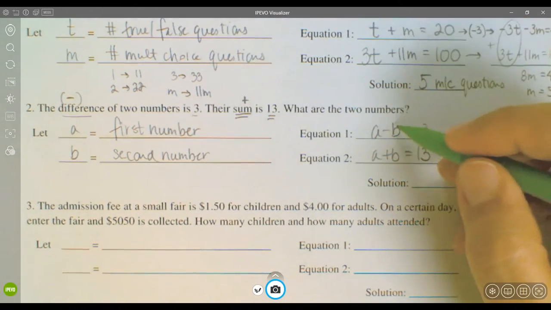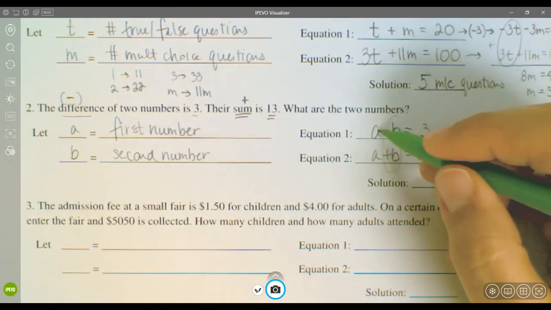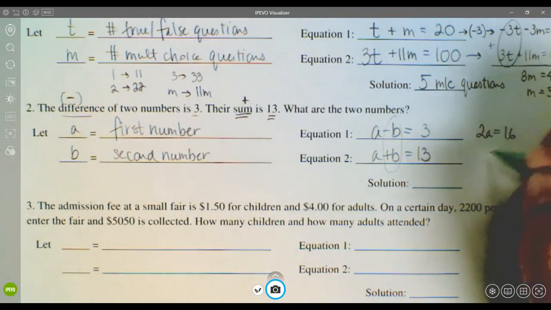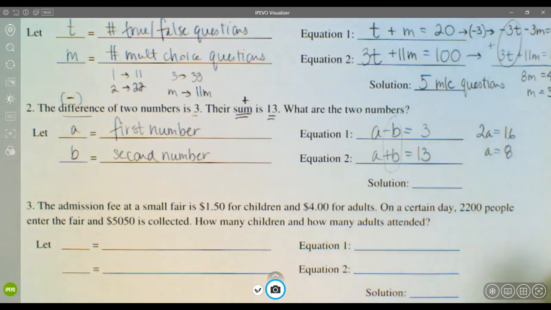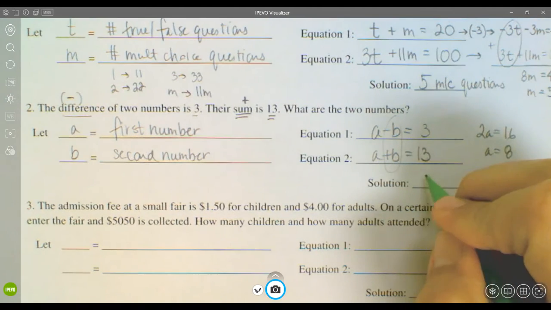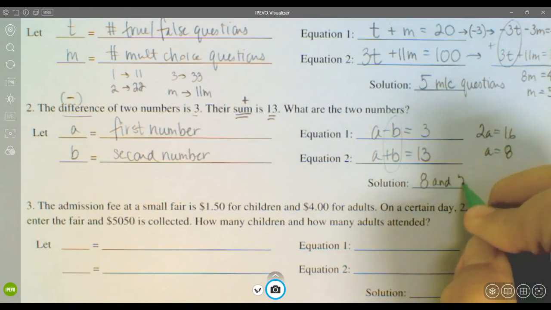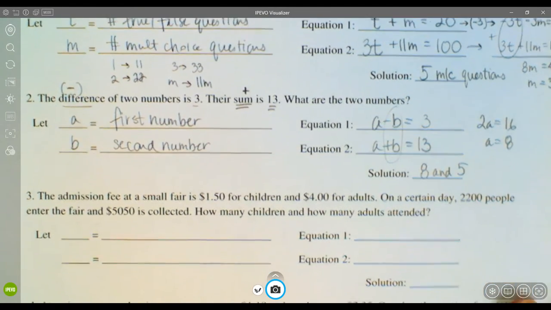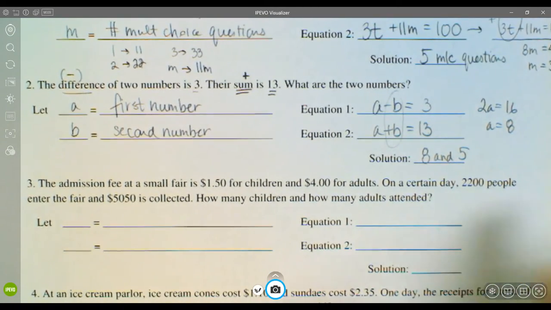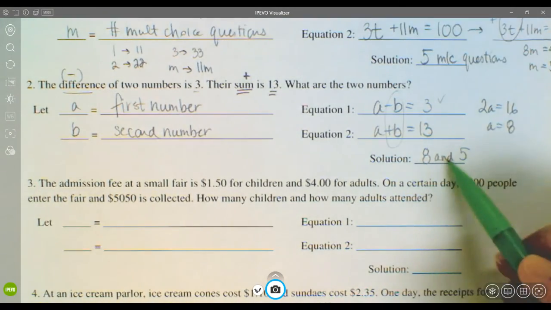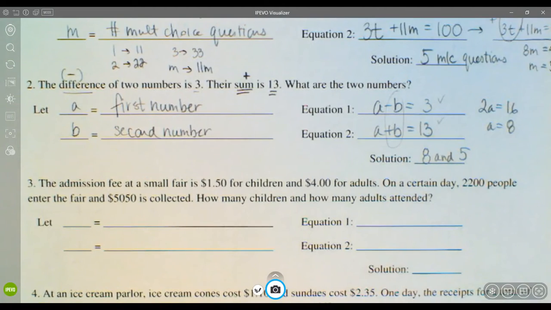So I want to solve this one by elimination. I'm going to add these, and I'm left with 2A equals 16. So A equals 8. Well, 8 minus what is 3? 5. So the two numbers are 8 and 5. And this is the easiest check of all. What's 8 minus 5? 3. What's 8 plus 5? 13. So I know that's the right answer.